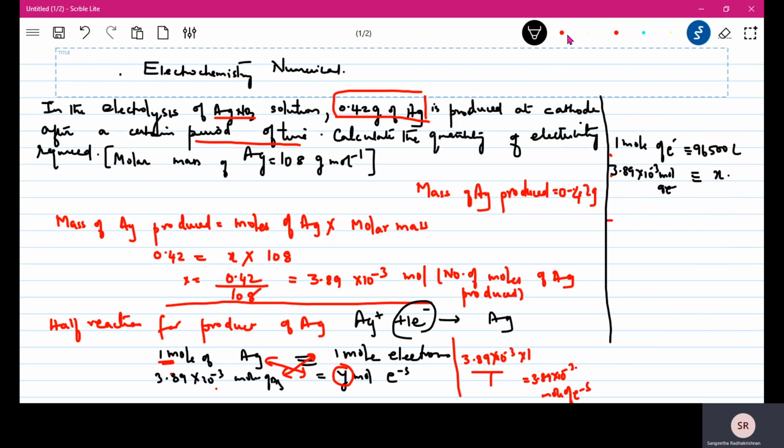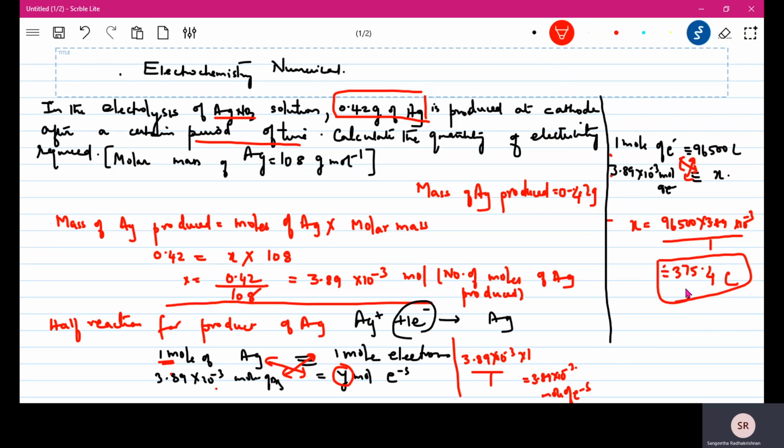Again cross multiply. Whatever is in front of the variable x, that will go in the denominator. So your x is equal to 96,500 into 3.89 into 10 raised to minus 3 upon 1. That will be equal to 375.4 coulomb. So this is your answer. Now try solving on your own and then verify whether the answer is coming correct.